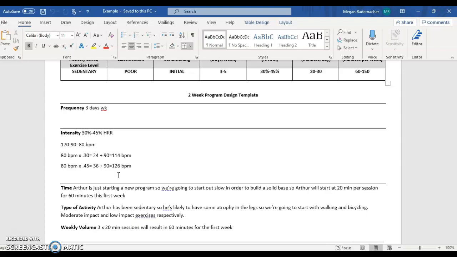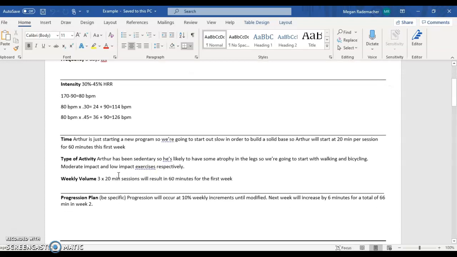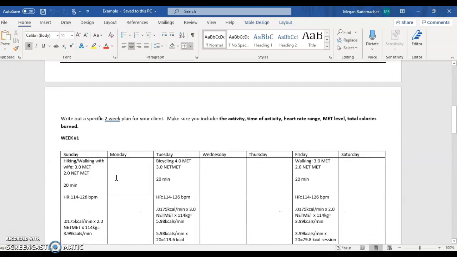So having him do something like walking or hiking one day, and then a non-impact exercise such as the elliptical or biking would be great options for that alternative day. Okay. His weekly volume, so if he's doing 3 exercise sessions at 20 minutes apiece, that'll be 60 minutes for that first week. And then again, we want to do that 10% increase a week. So 10% of 60 minutes that first week would be increasing by roughly 6 minutes for that second week.